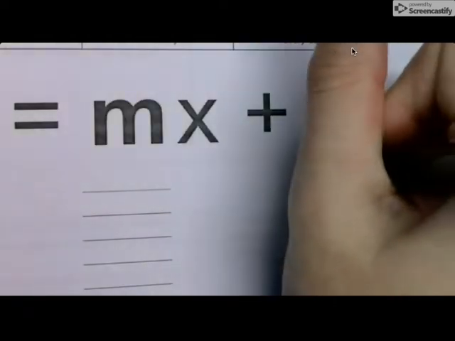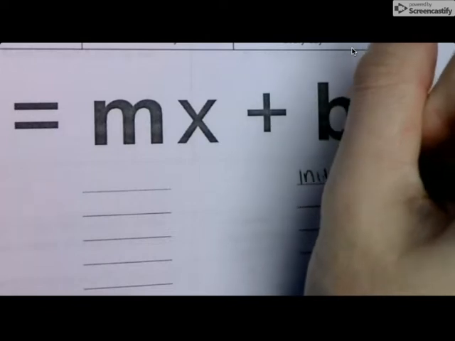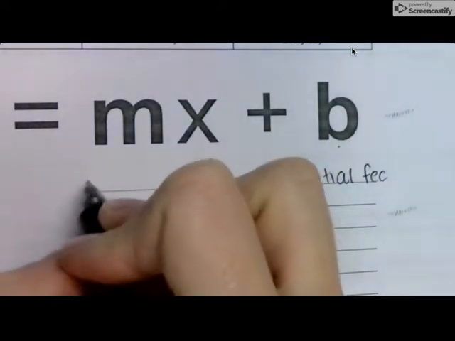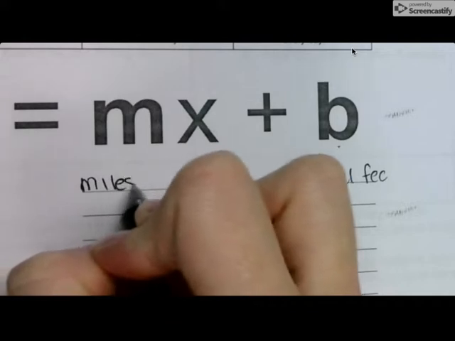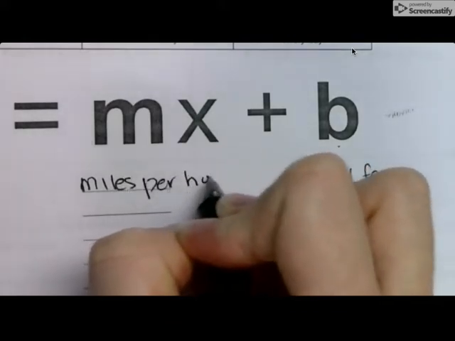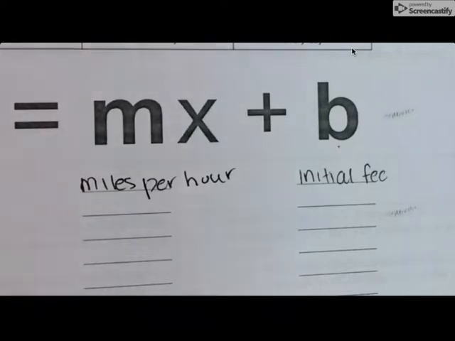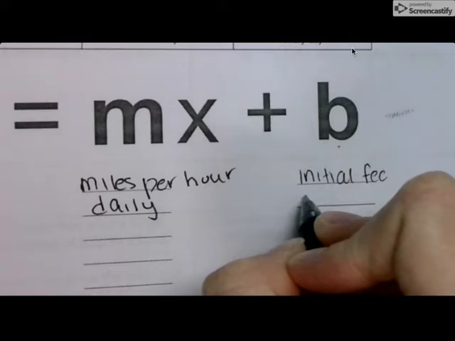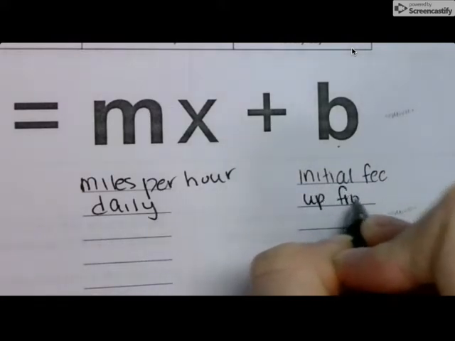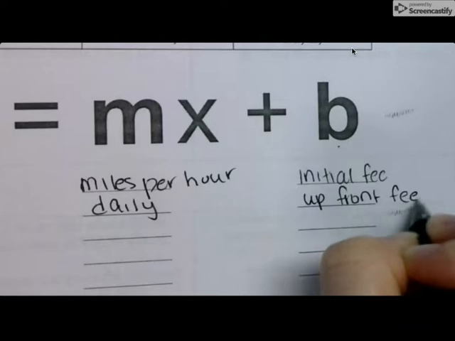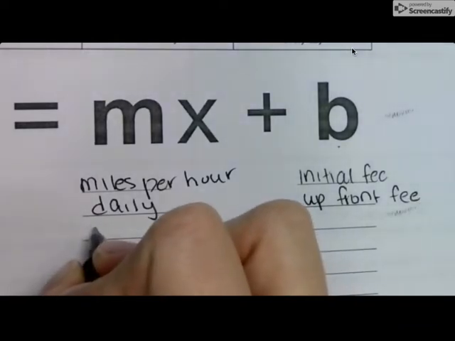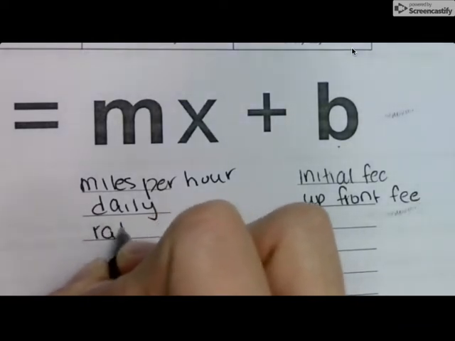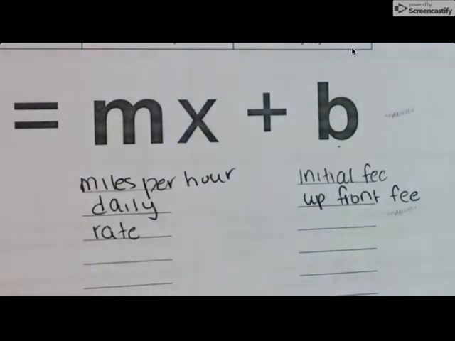Okay. So we are going to start with initial fee. We'll go in the B. Miles per hour, we'll go for the M. Daily, we'll go for the M. Upfront fee, we'll go for the B. And rate, we'll go for the M. That's the first box. Those are the 5 from the first box.